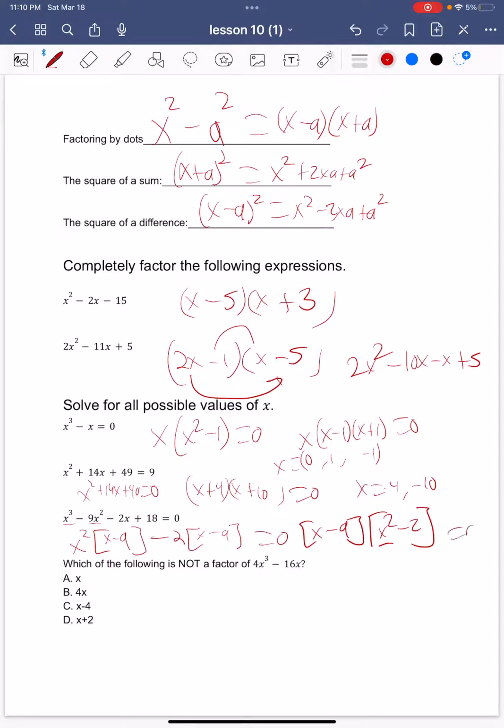So this is equal to 0. So that means x equals 9 or x squared equals 2. So x equals 9, root 2, or negative root 2.